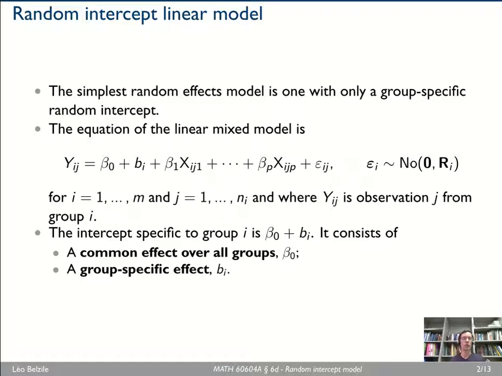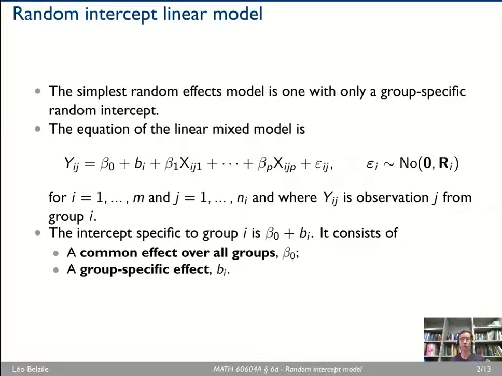which was about including a group-specific effect. But here, rather than specify a coefficient for each of the variables, we're going to allow it to have a random effect bi that's going to be group specific. So here bi is associated to the intercept. Okay, so that's as before.